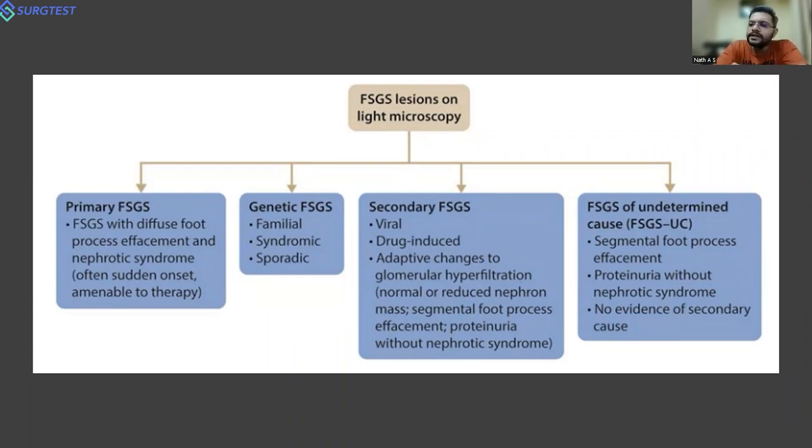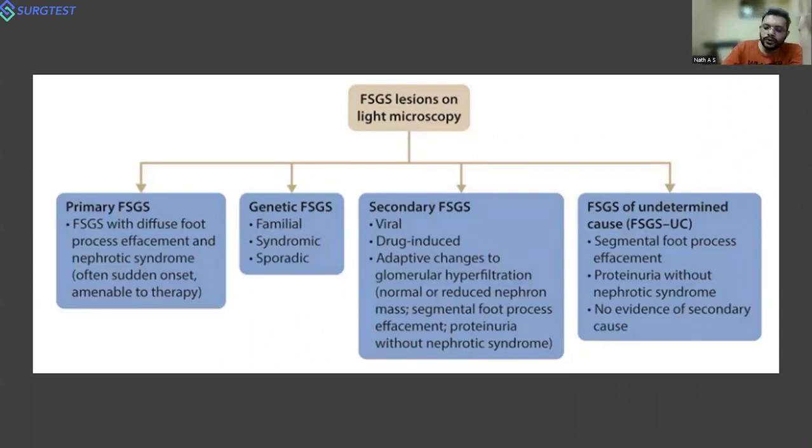So genetic FSGS can be part of a syndrome like Pearson syndrome, and then secondary FSGS, where it can be due to a viral infection. Which virus we'll see in the next slides. It can be drug induced, or it can be adaptive changes to glomerular hyperfiltration, what we just discussed now, reduced nephron mass, and sometimes it can be of undetermined cause.